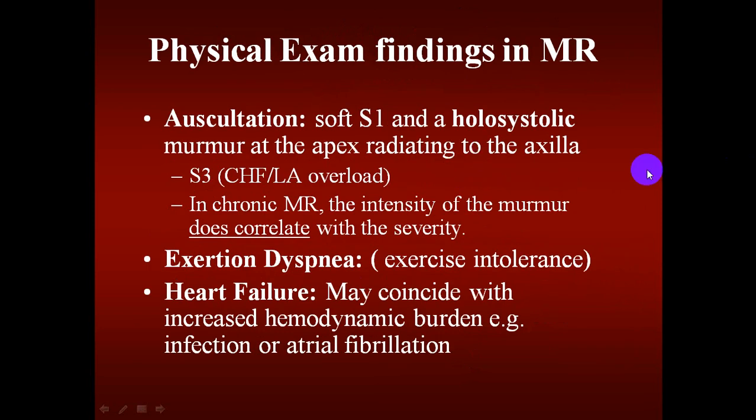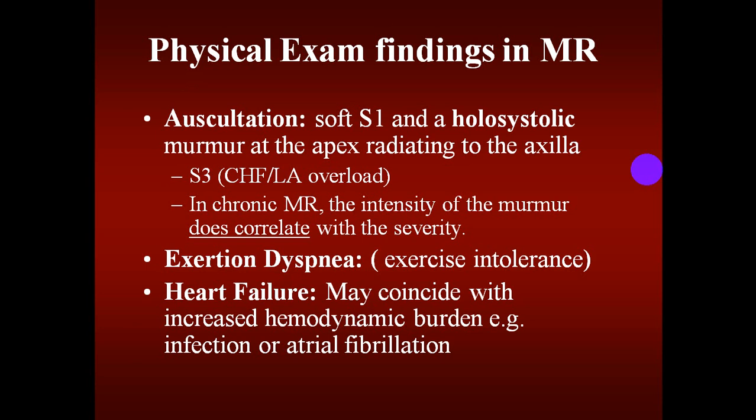During auscultation, there is a soft first heart sound and a hollow systolic murmur at the apex radiating to the left axilla. S3, the third heart sound, indicates congestive heart failure or left atrial overload. In chronic mitral regurgitation, the intensity of the murmur does correlate with the severity. In contrast, in mitral stenosis, the intensity of the mid-diastolic rumble is not correlated with the severity of mitral stenosis.